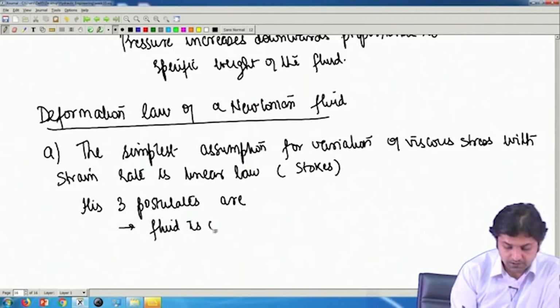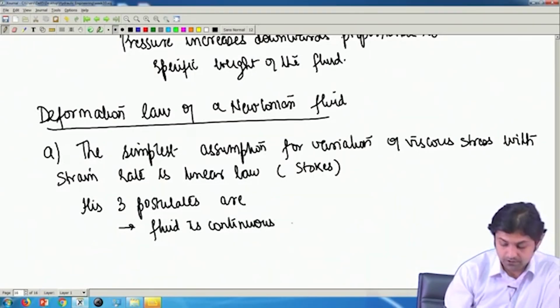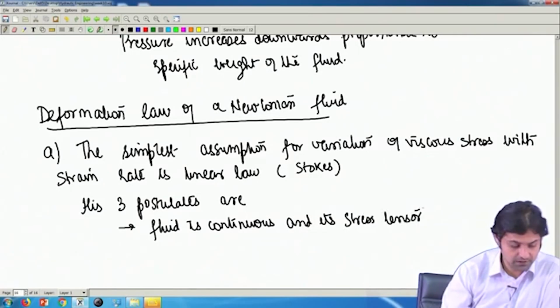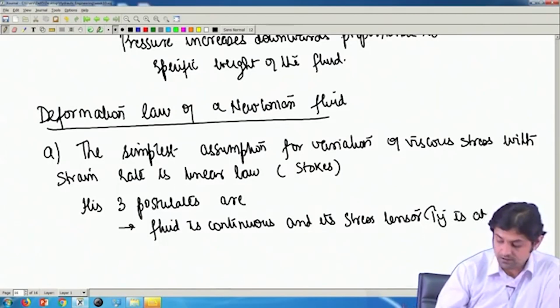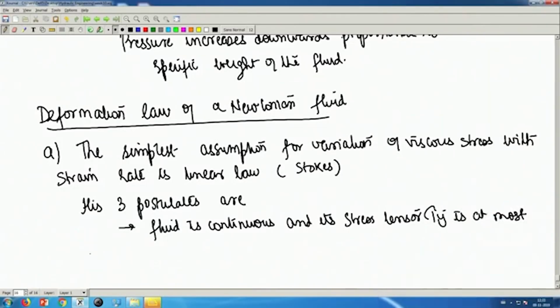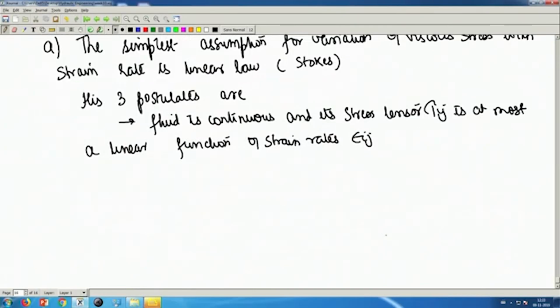The fluid is continuous and its stress tensor tau ij is at most a linear function of strain rates epsilon ij. Okay.